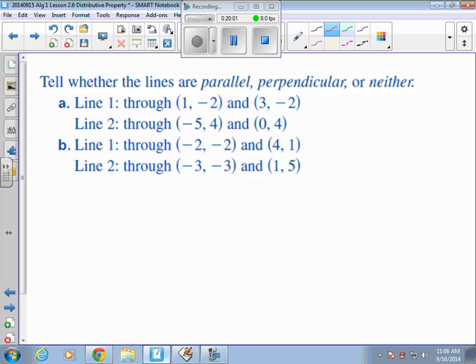Okay, let's see what our slopes are. Negative 2 minus a negative 2 means negative 2 plus 2. That's 0 over 3 minus 1, which is 2. So your first slope is 0. The slope of the second line, 4 minus 4, is going to be 0 again. That looks familiar. 0 minus a negative 5 means 0 plus 5. So both of the slopes are 0. Those are parallel lines. They're parallel horizontal lines.